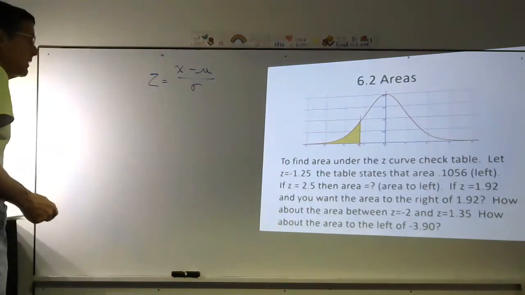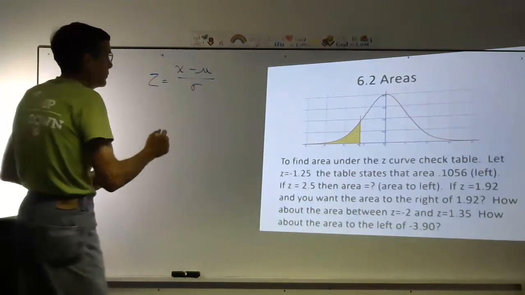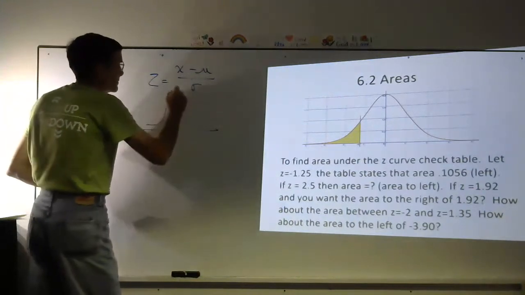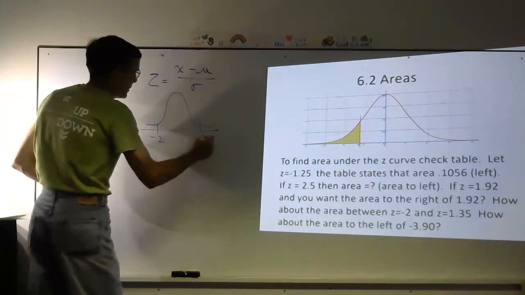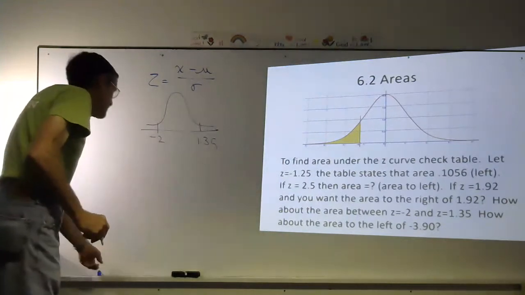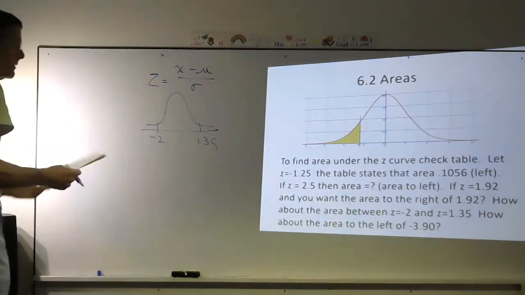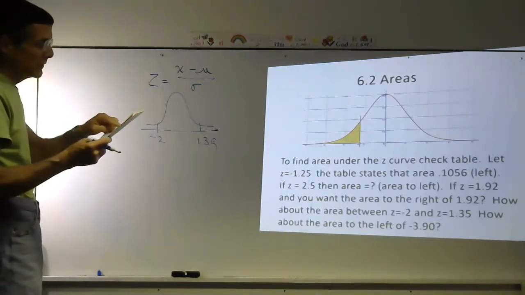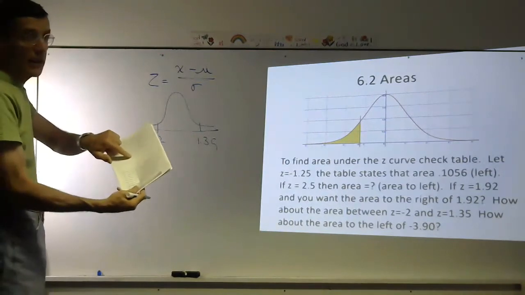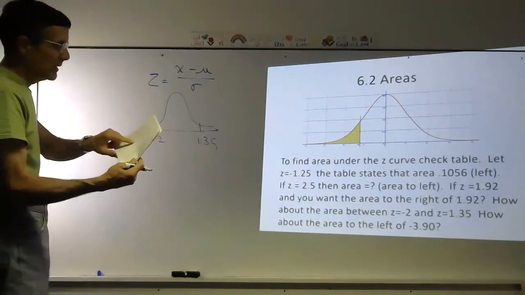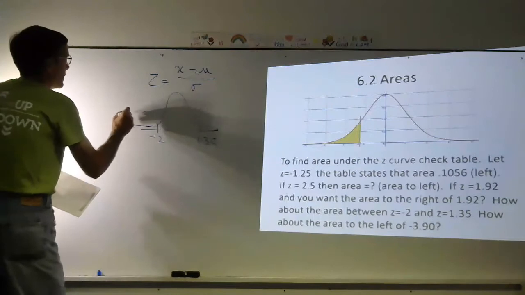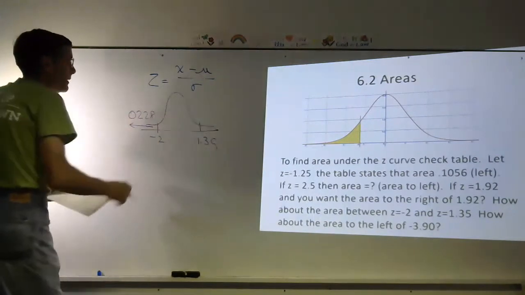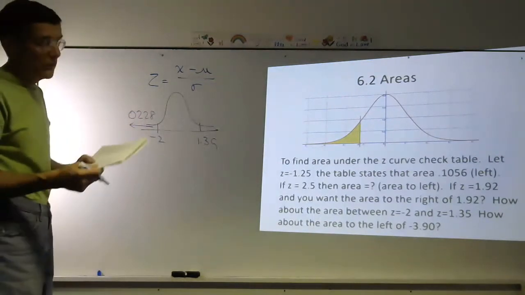How about if you want the area between a Z of negative 2 and 1.35? Here is negative 2, here's 1.35. Let's look them up. Negative 2, simply run your finger down the Z column on the left to negative 2. I get 0.0228. The area from here and down is 0.0228. Now I'm going to look up 1.35.